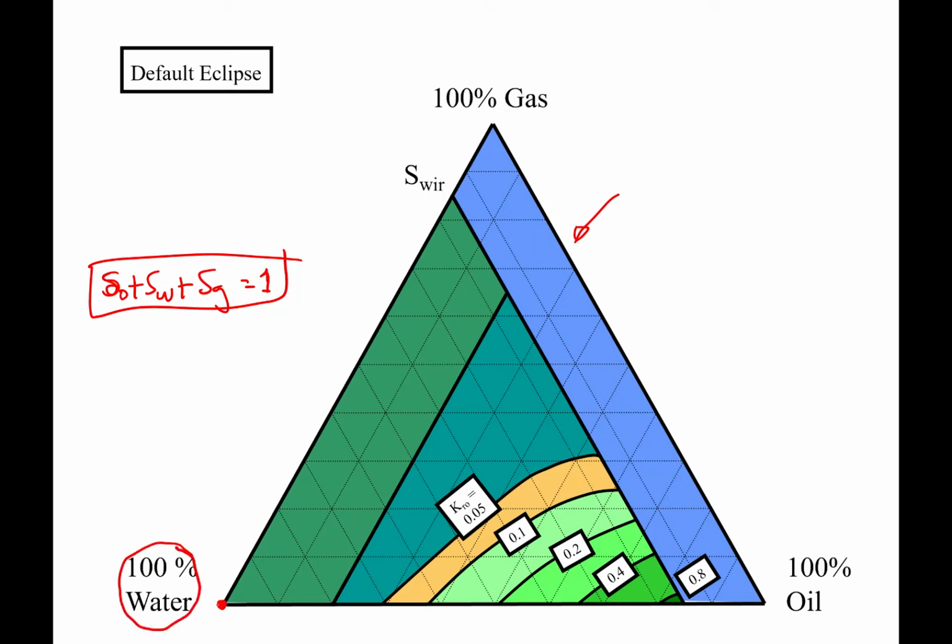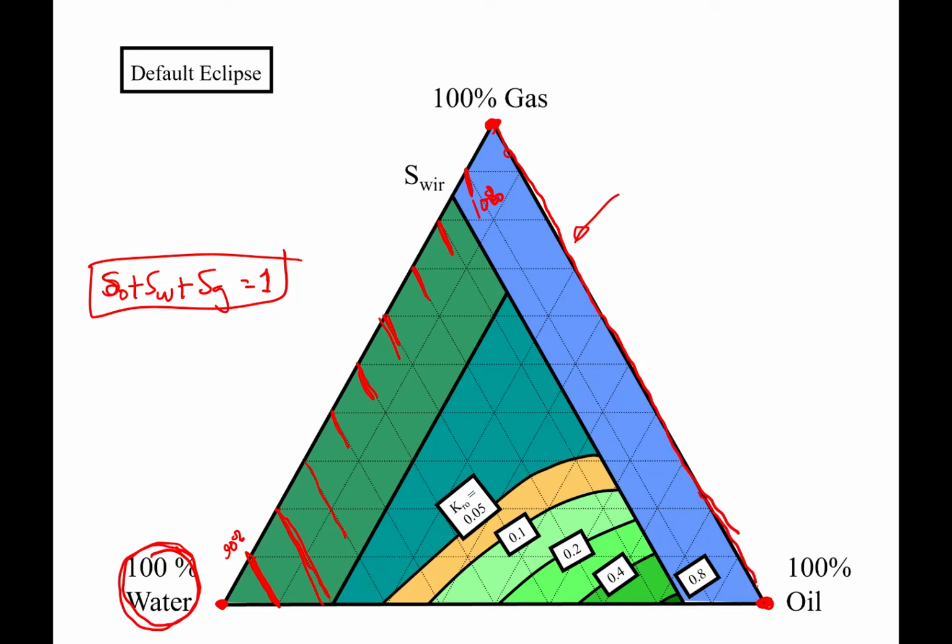100% of water saturation is right here. 100% gas saturation is here. 100% oil saturation is here. So because this is 100% water saturation, this line indicates 90% water saturation, 80%, 70, 60, 50, 40, 30, 20, 10% water saturation. And this will be 0% water saturation line all the way here.